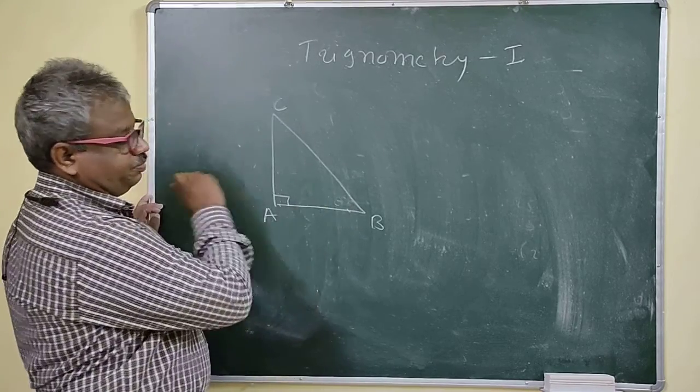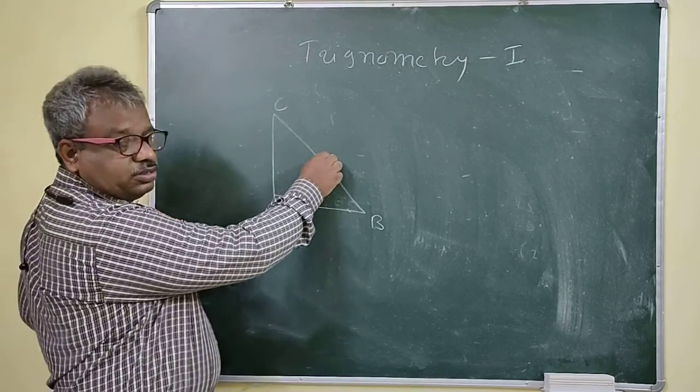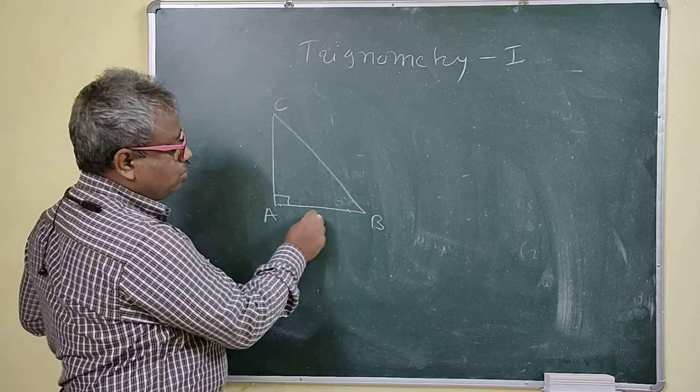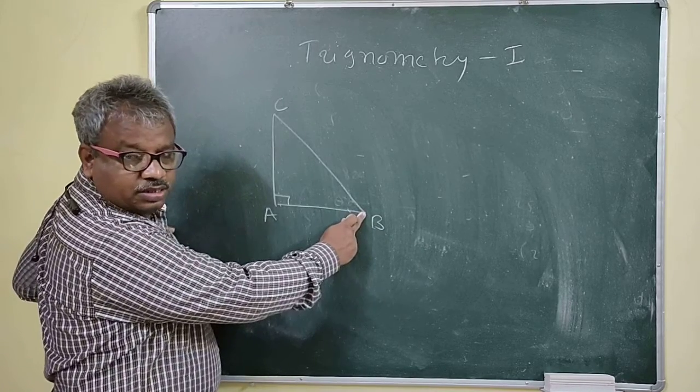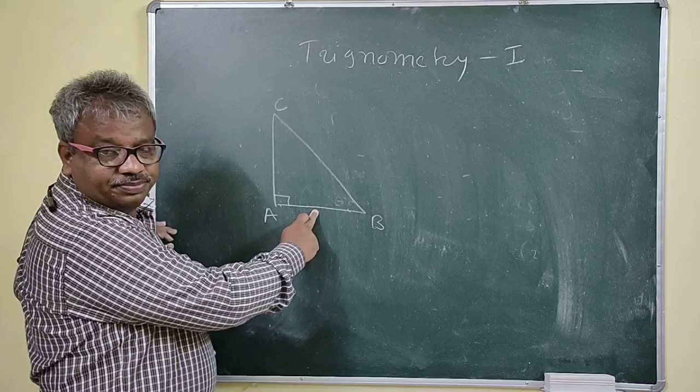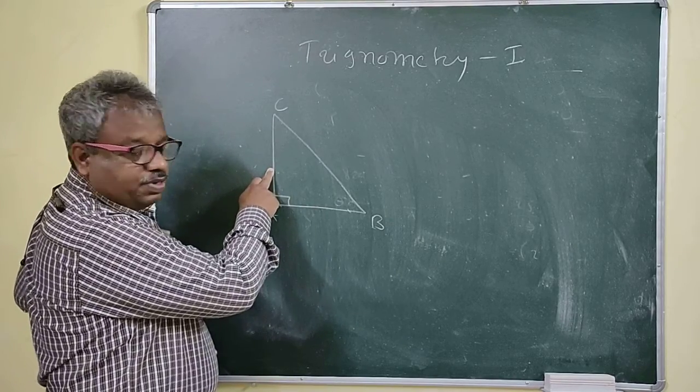Don't write everything now. This is the hypotenuse. Suppose angle B is here. Then this is the adjacent side, and this is the opposite side of angle B now, right?